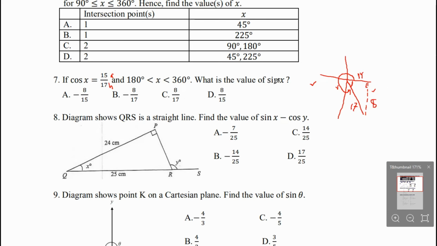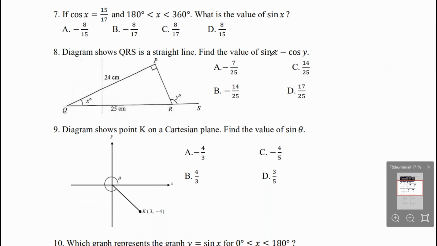Okay, find the value of sine x. Sine x is SOH, opposite hypotenuse. So opposite will be 8/17. And don't forget the ASTC. So sine in quadrant 4 will be negative. So the answer is negative 8/17.